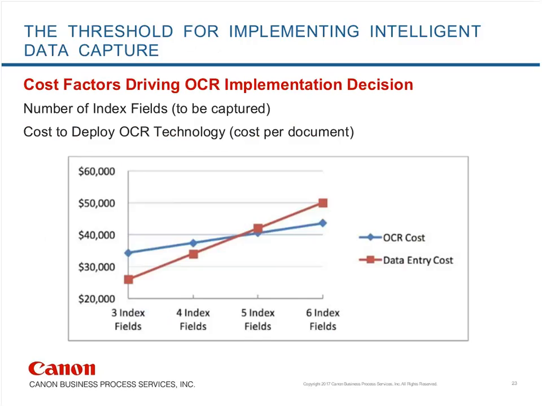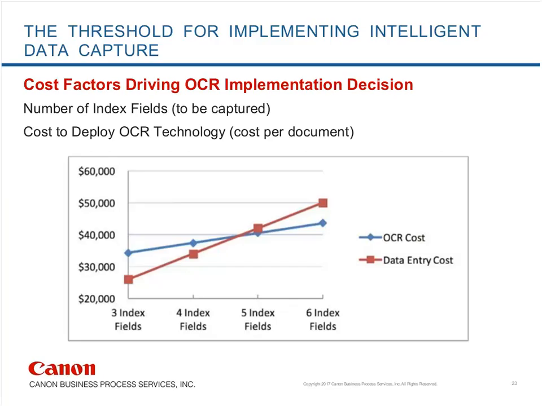Now, in terms of a real-world comparison, here we have a comparison of costs using a project set of approximately 100,000 documents. The technology cost that we're assuming here is 25 cents per document and 2 cents per document for manual data entry. The threshold for OCR technology to reduce the cost is going to be driven by a couple of things. It's going to be driven by the number of index fields to be captured and the number of characters within that index field, and then the cost to deploy the OCR technology.